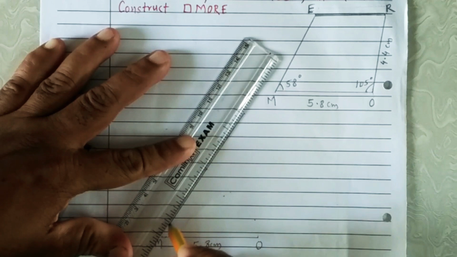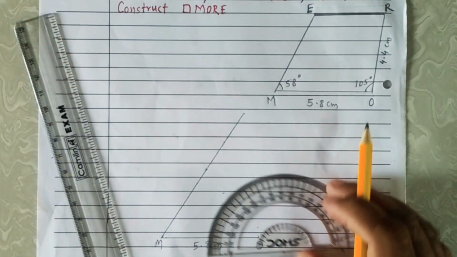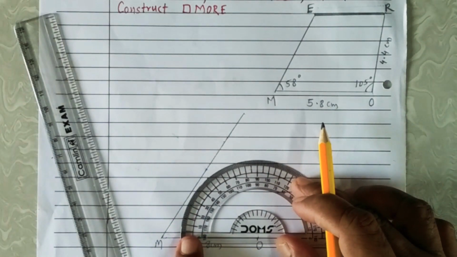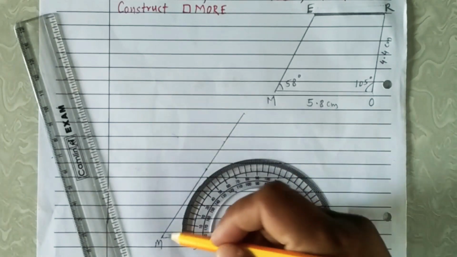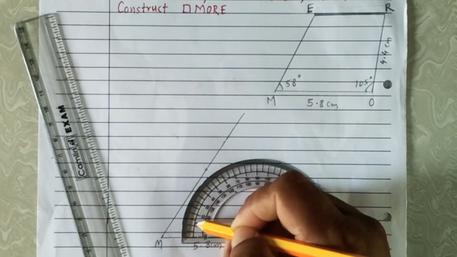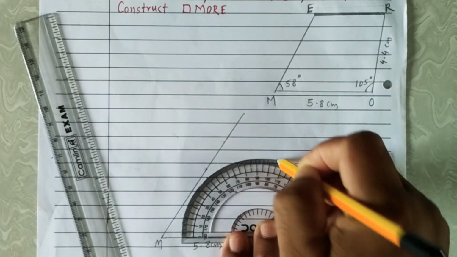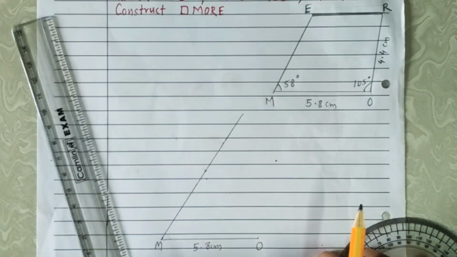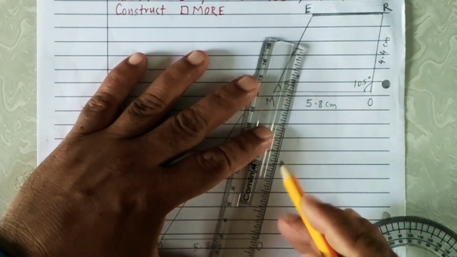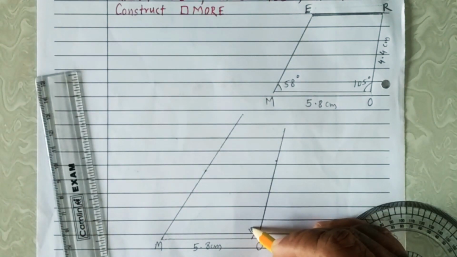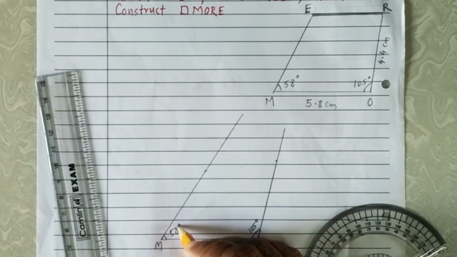Then measure angle O is equal to 105 degree. 105 degree is an obtuse angle, so your 0 is pointing towards this side. M O, 10, 20, 30, 40, here 90, 100 and 105 degree. So 105 degree, angle O. Angle O is 105 degree. Angle M is 58 degree.